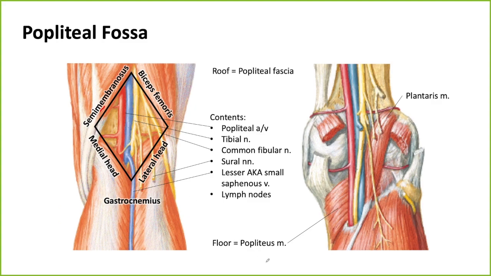So the floor of this is popliteus. If we stand up straight and then lock our knee into place, that is popliteus. And when we unlock it, that's also the action of popliteus. It lets us lock our knee and unlock it.